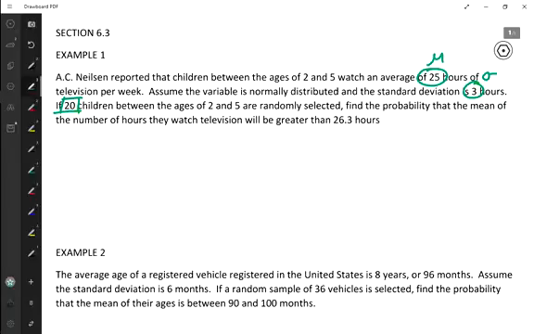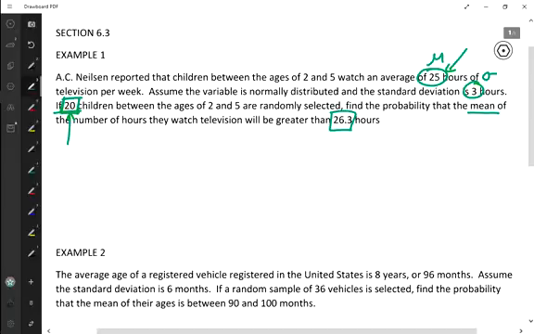So notice it does not say select one person and find that they watch on average less than or greater than some value. It's select 20 people. And then with those, in this case children, select those 20 and then find the mean of those 20. And we're going to compare the mean of these 20 to the mean of the whole population. So we're taking 20 out of a full population of children between 2 and 5 and asking ourselves, what's the probability that the mean of those 20 is in this case greater than 26.3?